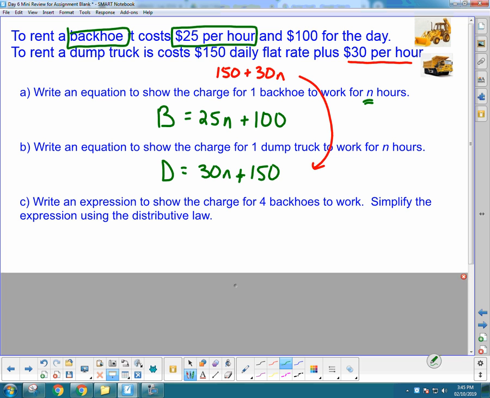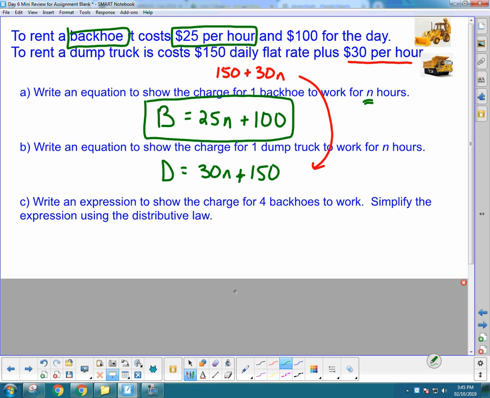So now I'm asking, what expression would we use to show the charge for 4 backhoes to work? So we've got a big job, and one backhoe is not enough. We need 4 of them. So this is the cost structure here for one backhoe. What would the cost for 4 of them be? Well, we're going to take 4 times the cost for 1. So there's our expression for how much it would cost for 4 of them.